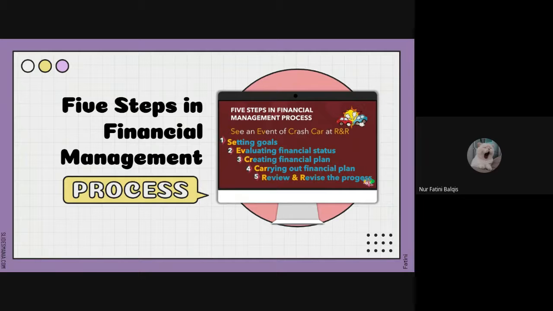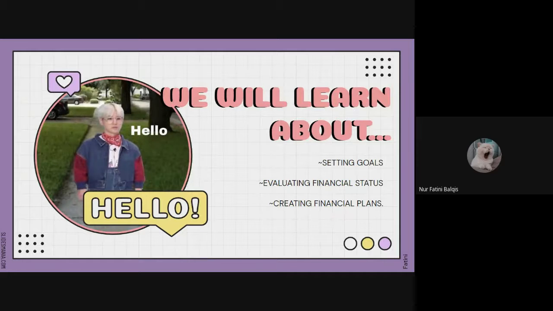So, financial management process requires 5 steps. The first step is setting goals, the second step is evaluating financial status, next creating financial plan, the fourth step is carrying out financial plan, and the last step is review and revise the progress. So today we will learn only 3 steps, which are setting goals, evaluating financial status, and creating financial plan. I will pass this presentation to Ainu Mardia.